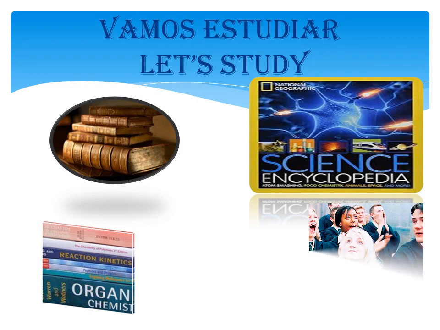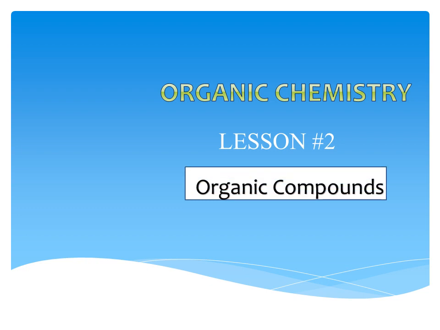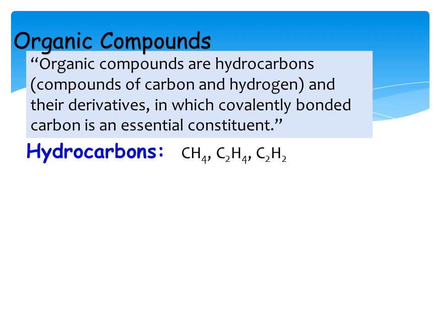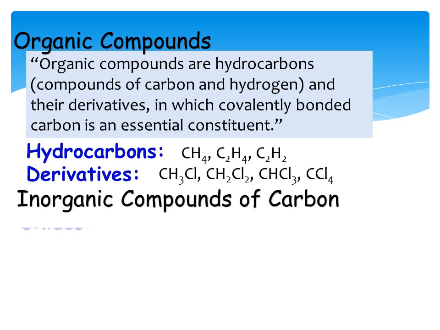Today the topic of our discussion is the second lecture on organic compounds, and we come across the definition that organic compounds are the hydrocarbon compounds of carbon and hydrogen and their derivatives, in which you can see that carbon is covalently bonded. Firstly, we have the examples: CH4 is methane, C2H4 is ethene, and C2H2 is ethyne.